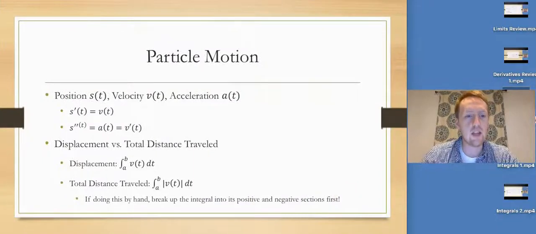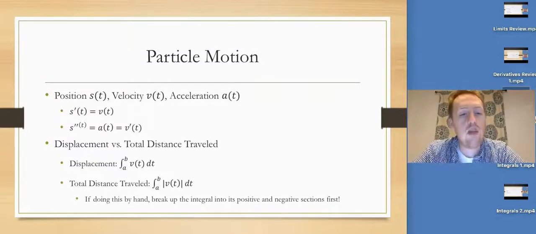So the ideas that we need to have are if position is s of t, velocity is v of t, and acceleration is a of t, then s prime is v, s double prime is the acceleration, which is also v prime. So the derivative of velocity is acceleration. The second derivative of position is acceleration.